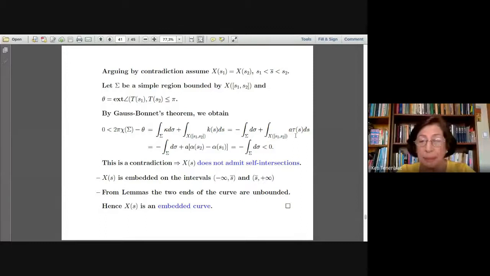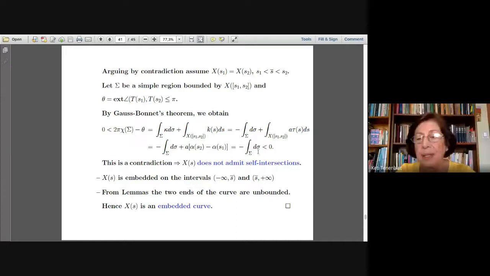So this is minus this integral, this area of sigma. And because tau is alpha prime of S, a solution of the ODE, this integral will be A times alpha of S2 minus alpha of S1. However, we just said that X of S1 and X of S2 are the same. So alpha of S2 and alpha of S1 will be the same. So this is equal to minus this area, which is less than zero. And this is a contradiction.